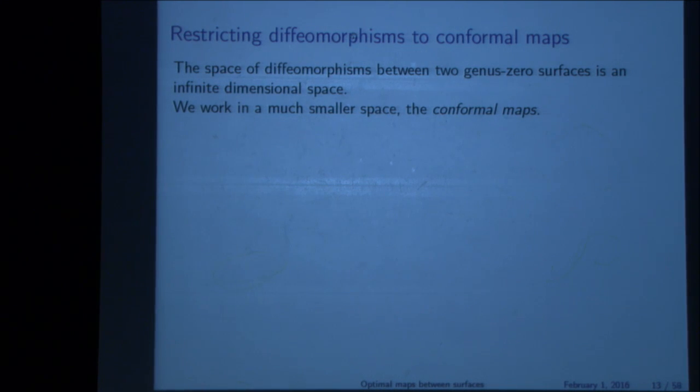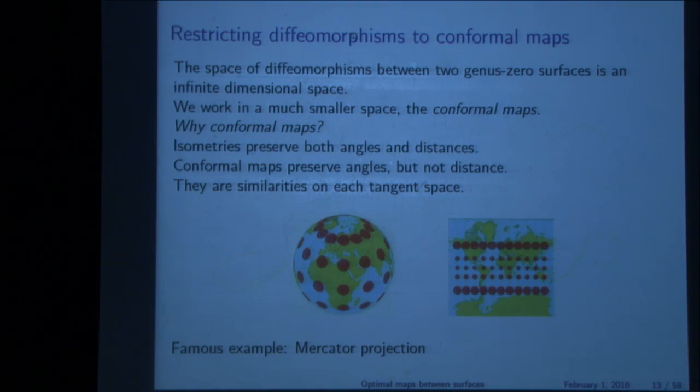People have tried all kinds of ways to get around this, but it generally leads to arbitrary and inconsistent results. So what we're going to do to get around this problem of the space of diffeomorphisms of a surface to itself being so large is we're going to work in a smaller space, namely the space of conformal maps. Most of you know what a conformal map is, but let me just give a quick reminder. An isometry is a map that preserves both angles and distances. And conformal maps only preserve angles, but not distances.